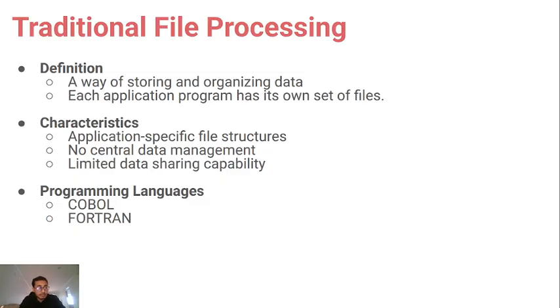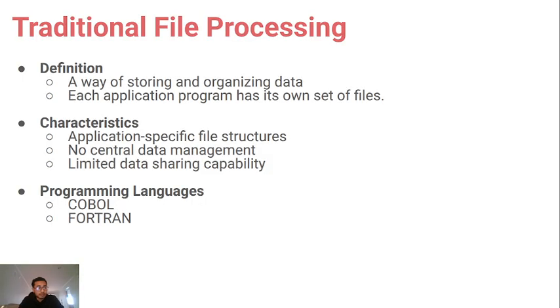So consider this. Before the widespread adoption of databases, organizations would have many departments such as accounting, human resources, and inventory, each with its own set of files. The payroll department may have employee files, whereas the HR department may have employee files too, so that overlap, right? And each program functions independently with its own file structure and access mechanisms.